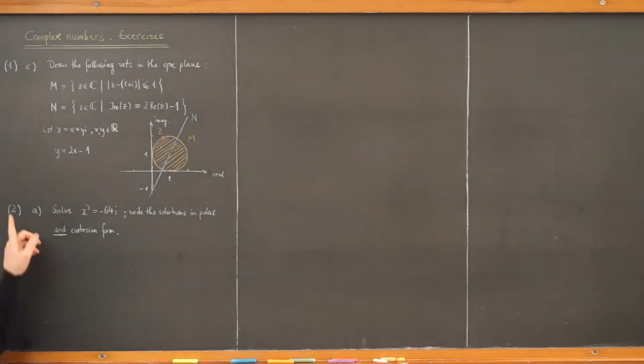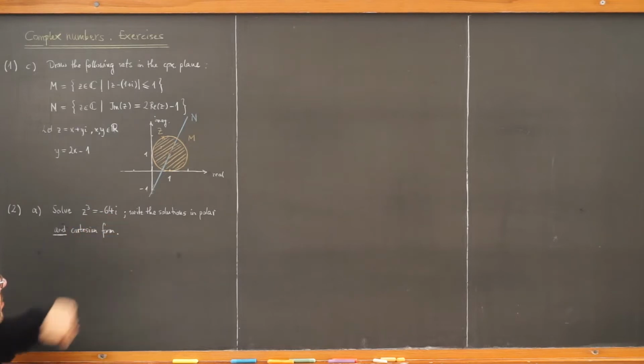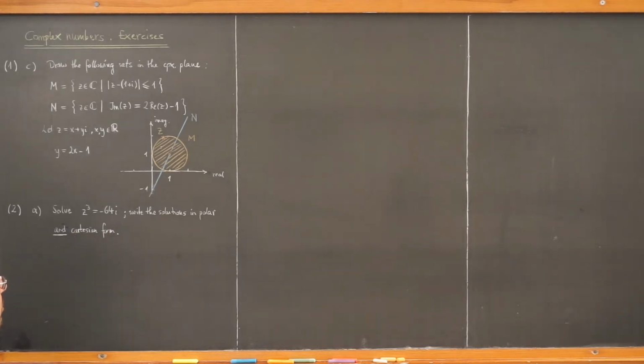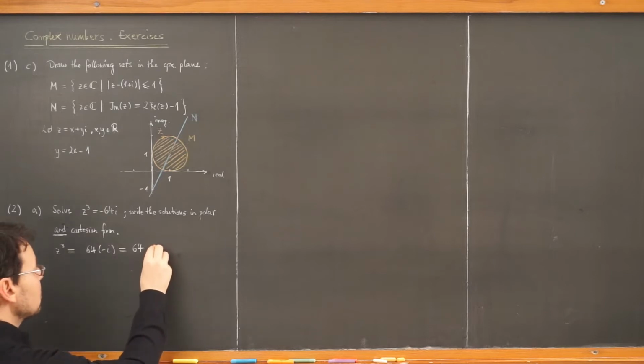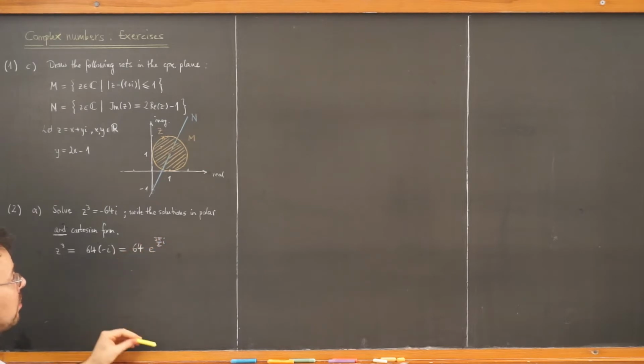So next exercise, number 2a. You're supposed to solve this equation: z to the third power is minus 64 times i, the imaginary unit, and the solutions must be written in polar form and in Cartesian form. The first step to solve an equation like this is to transform the right-hand side into polar form. So the length of this arrow here obviously is 64, and all we have to do is write minus i in polar form, which is because the angle of minus i is 270 degrees or 3 pi over 2.